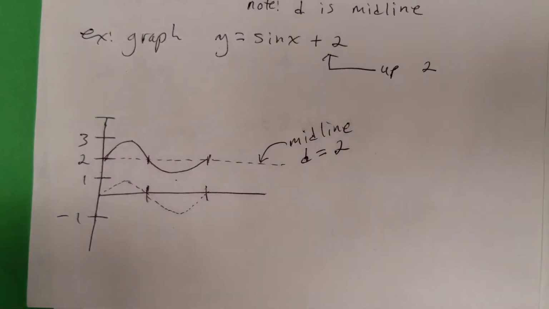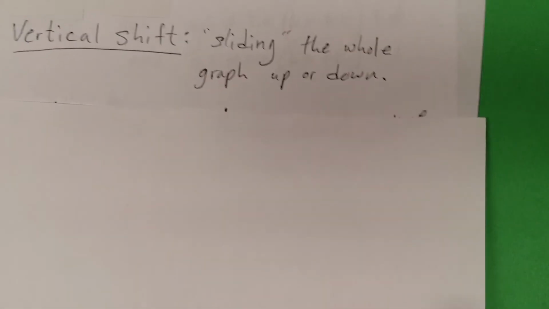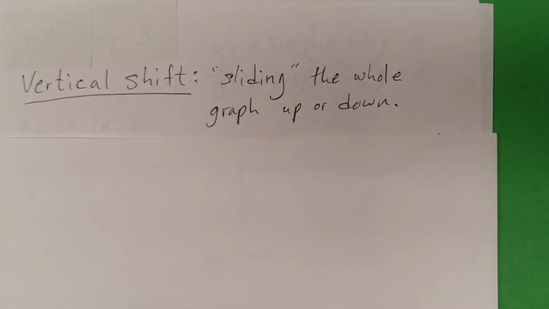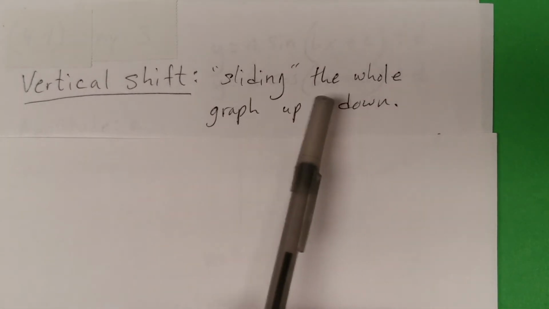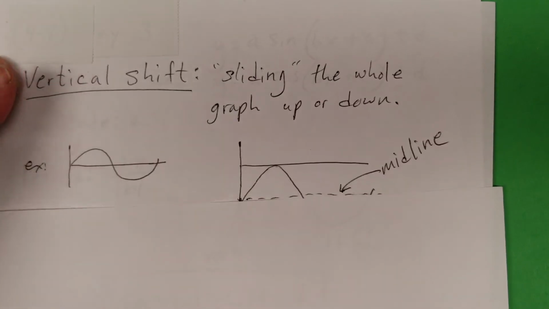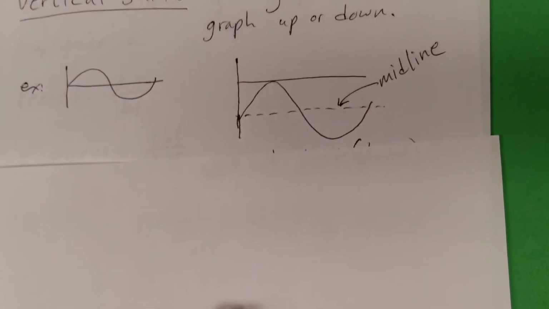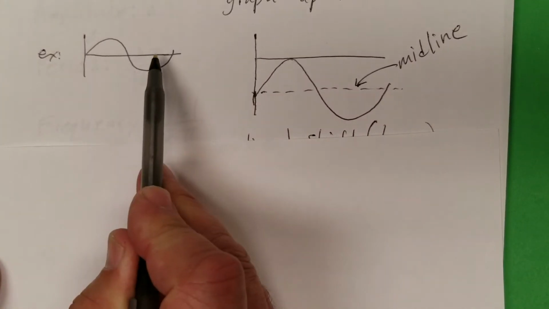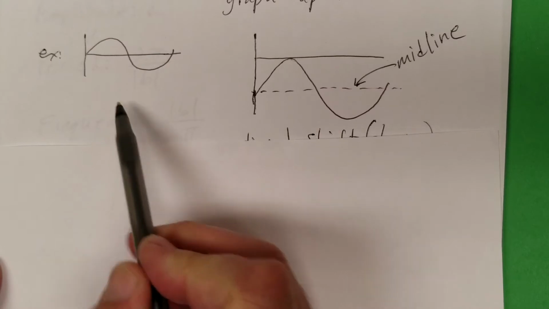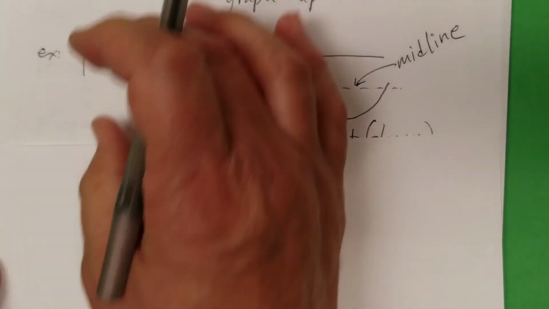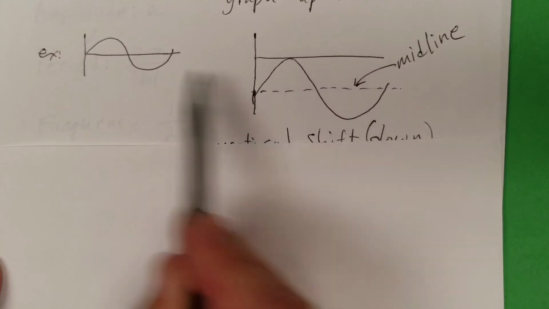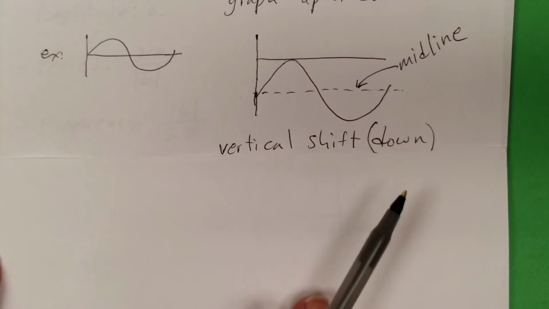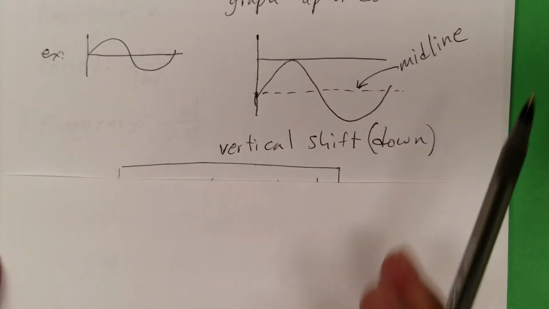Vertical shift. This is the last number, the D number, right? This is sliding up and down. The whole graph slides up or down. And you guessed it, it's the D number, but this is what it looks like. So this is the parent graph, and if I shift it down, the whole graph, right, just shift it down. So this would be the new midline. This is the original midline, but if you shift it down, then the middle is here, right? So this is a vertical shift, but it's down.